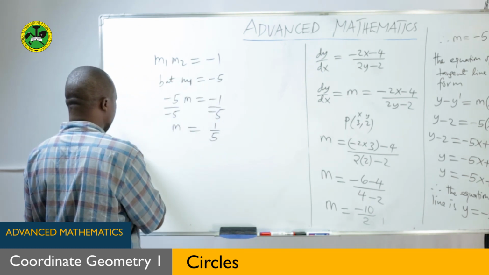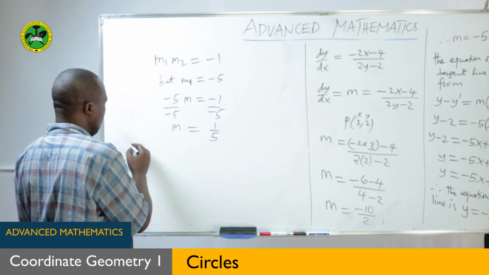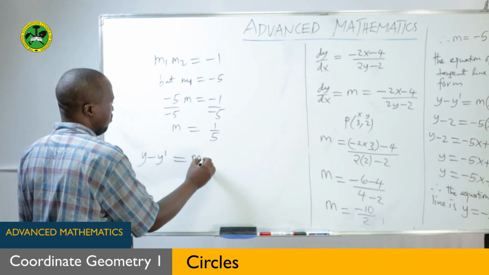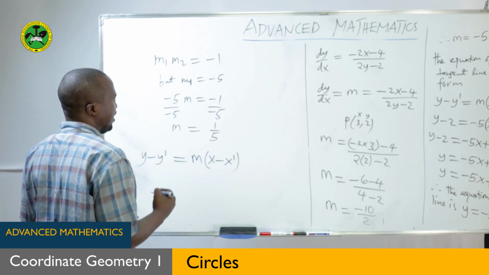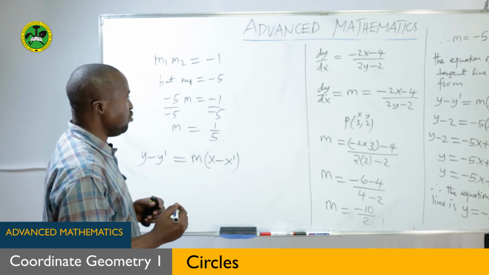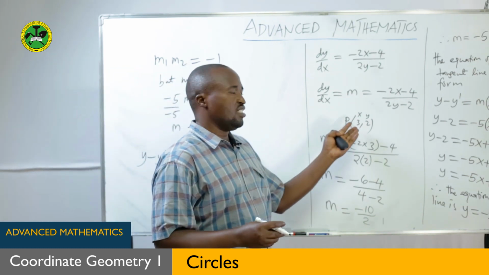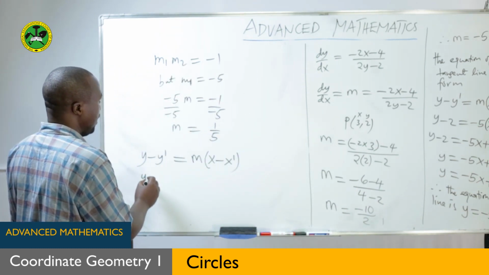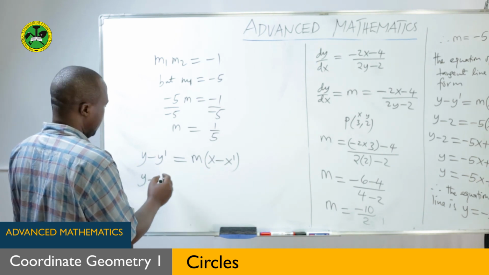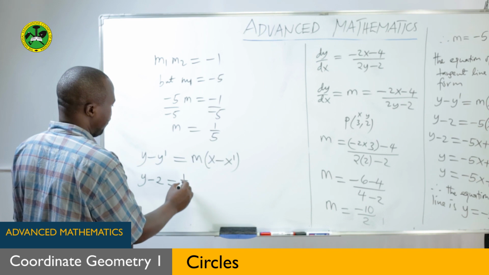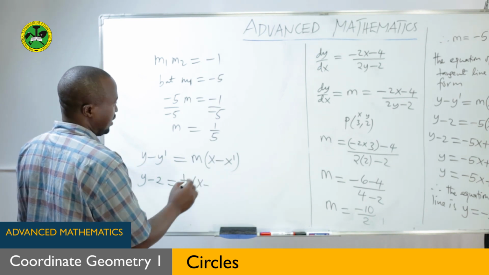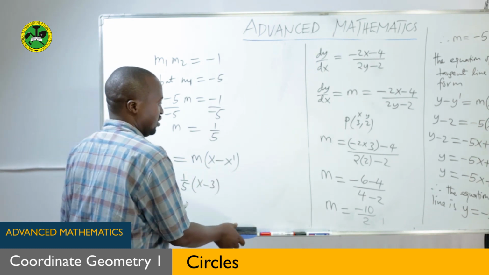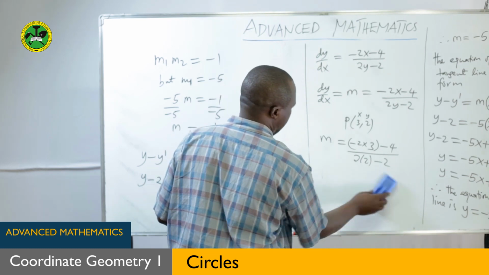So again, the equation of the normal is given by y minus y dash is equal to m times x minus x dash. So we use our coordinate. Remember, our coordinate is given by 3, 2. So that is y minus 2 is equal to m, which is 1 over 5, then x minus x dash, that is 3. So let us open up the bracket.